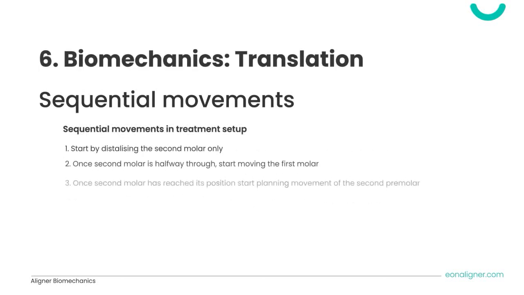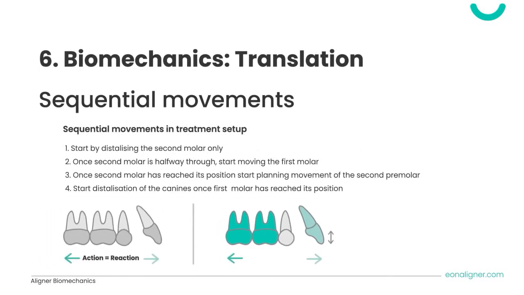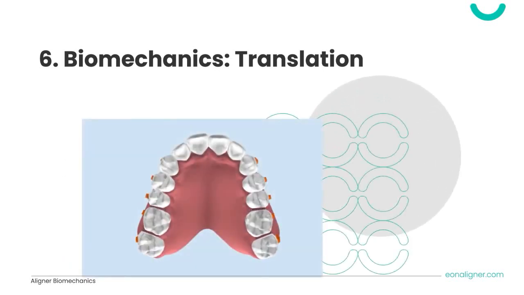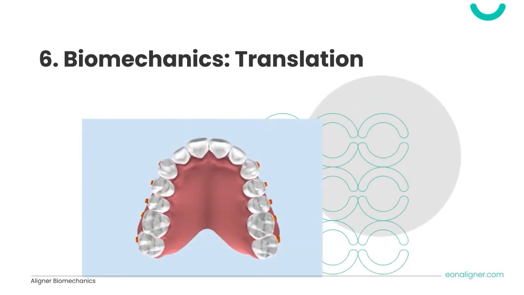How to plan sequential distalization. Start by distalizing the second molar only. Once second molar is halfway through, start moving the first molar. Once second molar has reached its position, start planning movement of the second premolar. Start distalization of the canines once first molar has reached its position. Here's a video showing the distalization in a sequential movement.